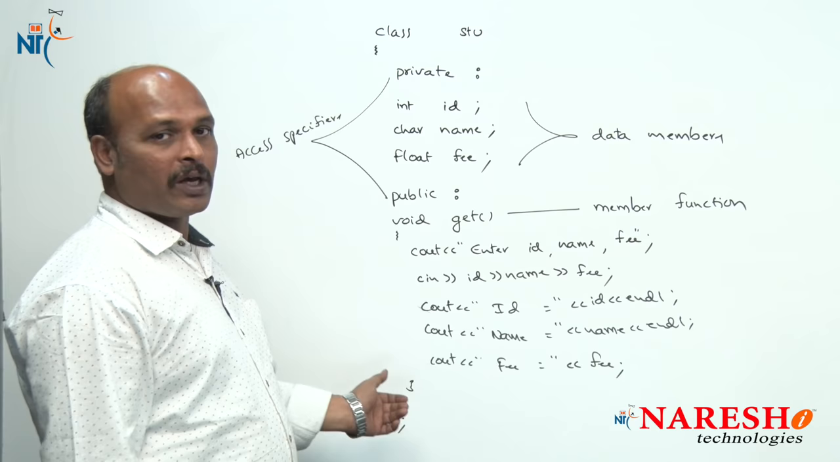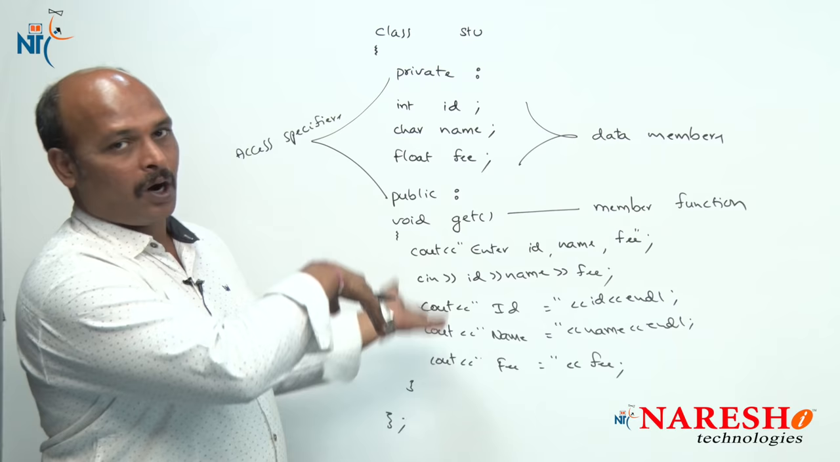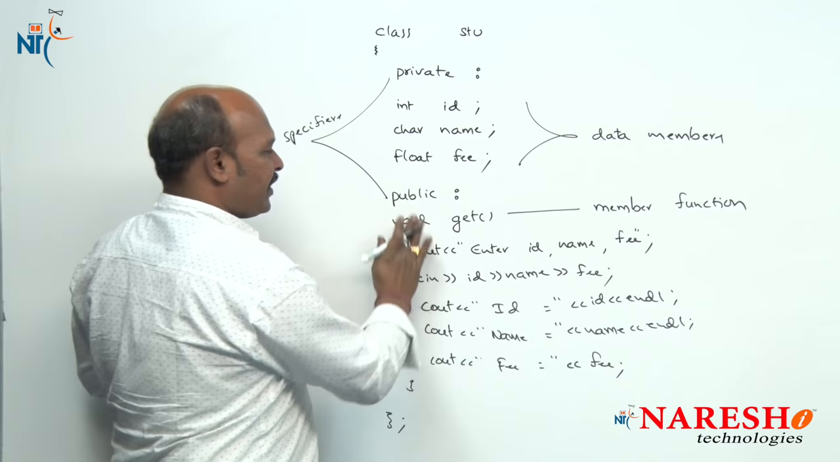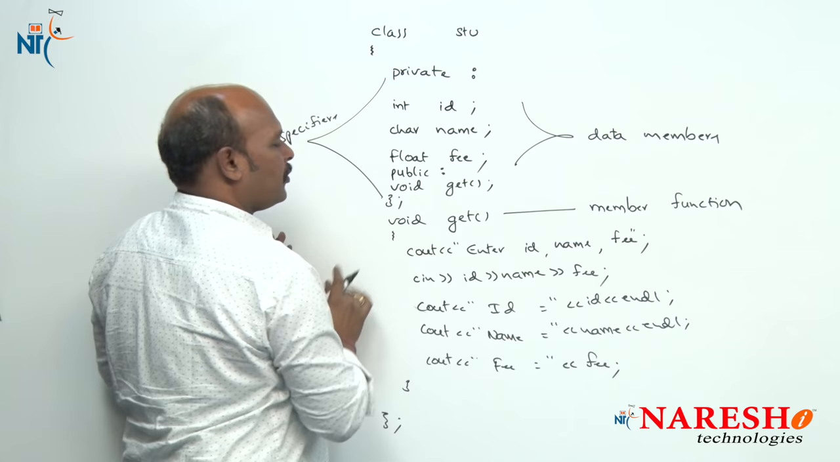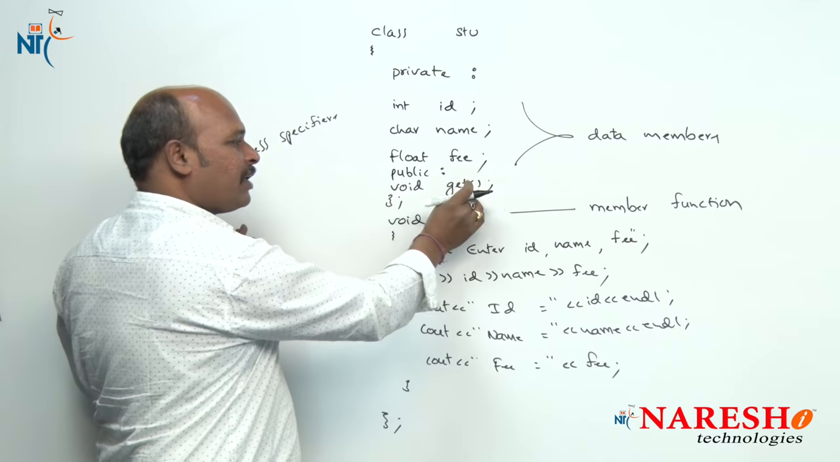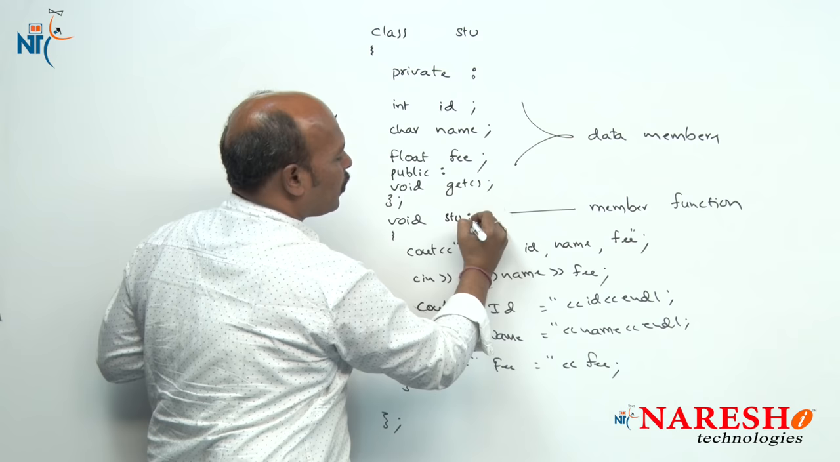And we can define the member function outside the class also. Now I am going to give how outside the class it is defined. Simple logic, just in place of this one, see this, suppose public void get. Now class closed. Okay, now the class is closed. Now here the rule is, whenever the definition is outside, we should have to start the class name stu colon colon get.